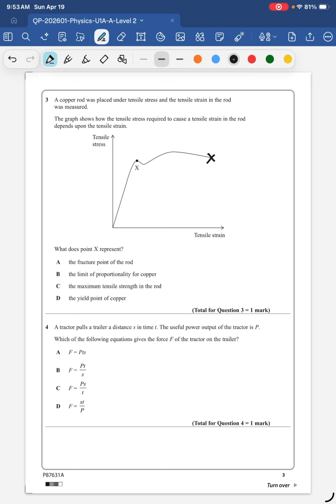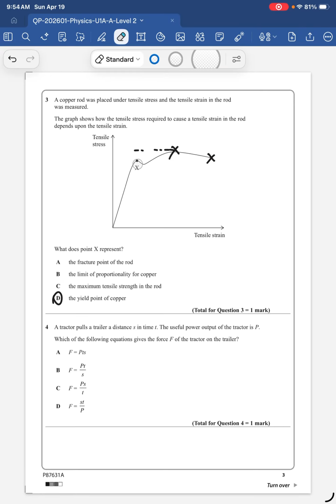B, the limit of proportionality for copper. That will be a little bit further down the graph, so somewhere there. That's the linear part of this graph. The limit of proportionality is where the linear part ends, so that's definitely not at X. Then C, the maximum tensile strength of the rod. The wording gives away what that point is, and that point is there, where the maximum tensile strength is. So we are left with D, which in fact is the right answer.